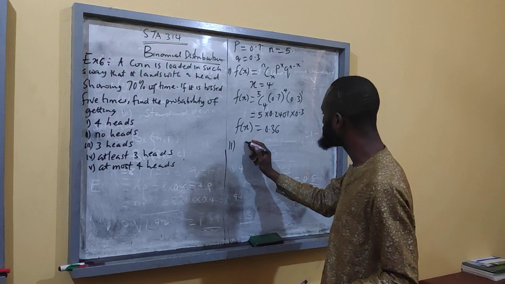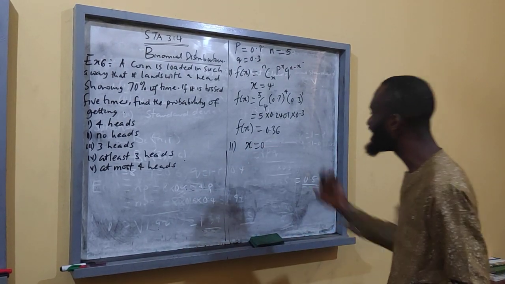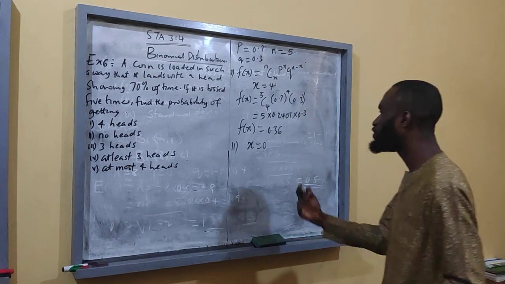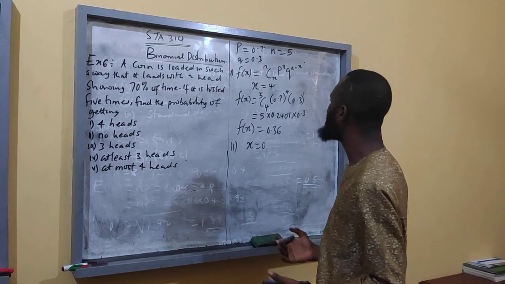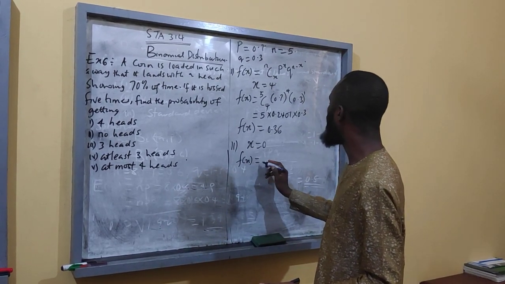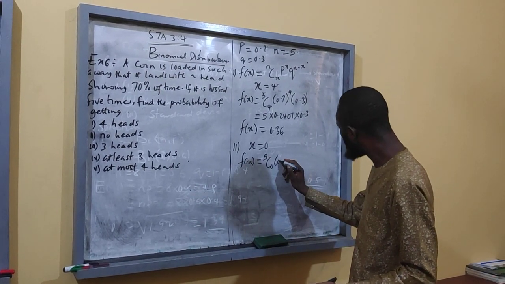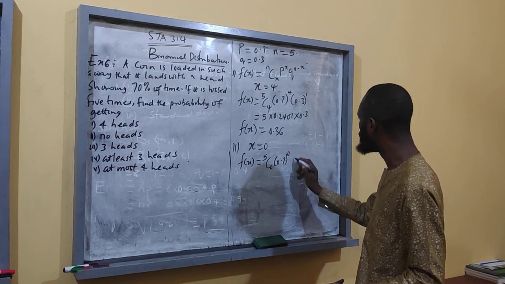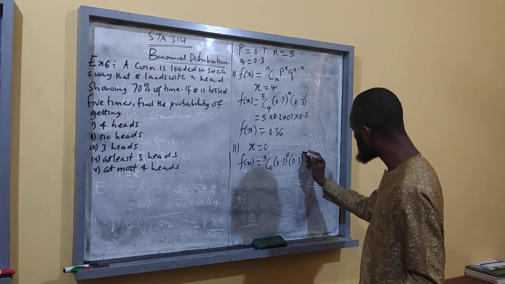No egg means my x is equal to 0. No egg, because x is the number of eggs showing. But if there is no egg, x is 0. Let's put that in the formula. We have 5 combination 0, 0.7 raised to power 0, 0.3 raised to power 5 minus 0, which is 5.